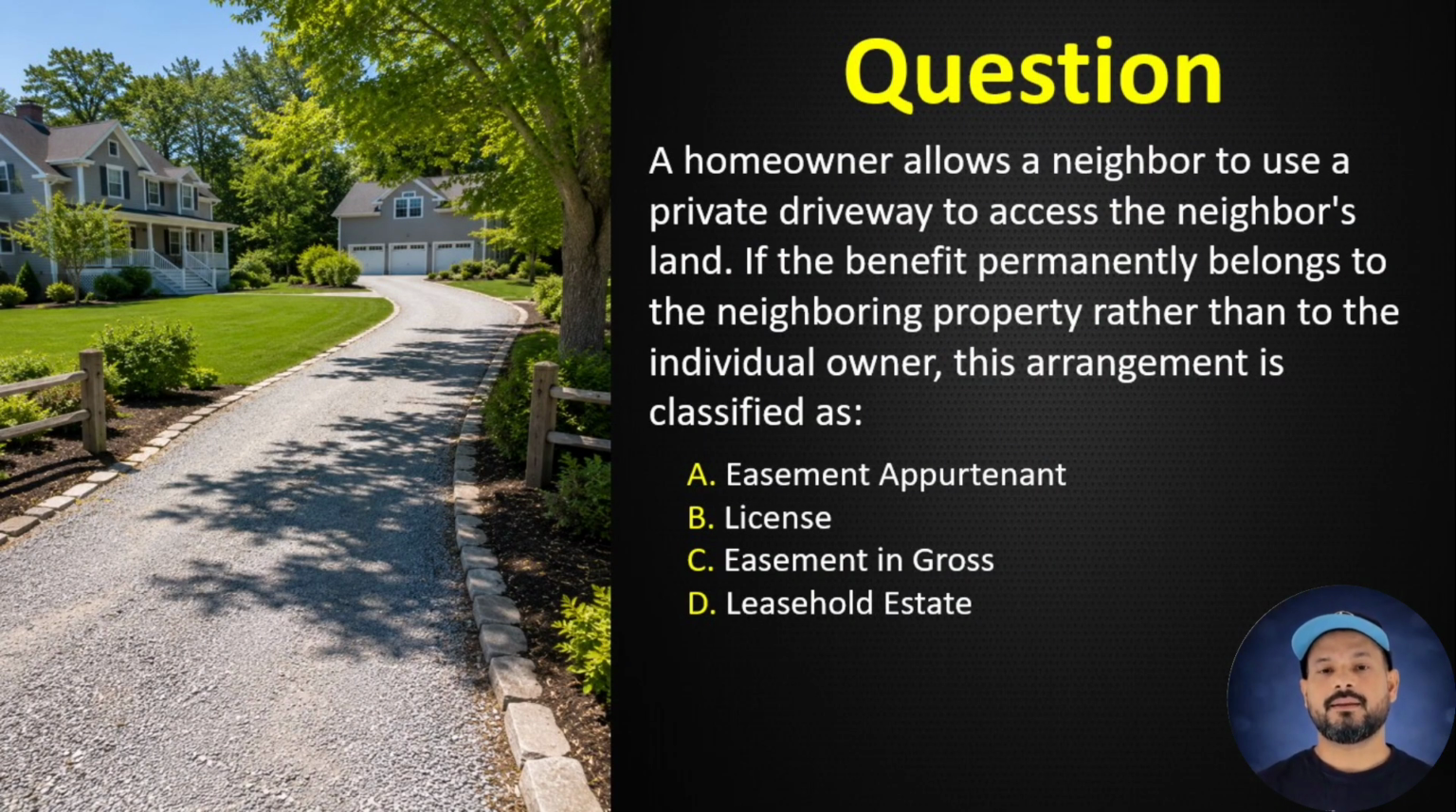Question number 1. A homeowner allows a neighbor to use a private driveway to access the neighbor's land. If the benefit permanently belongs to the neighboring property rather than to the individual owner, this arrangement is classified as A. Easement appurtenant, B. License, C. Easement in gross, D. Leasehold estate. Correct answer, A. Easement appurtenant. An easement appurtenant benefits a neighboring parcel and generally transfers with the land.